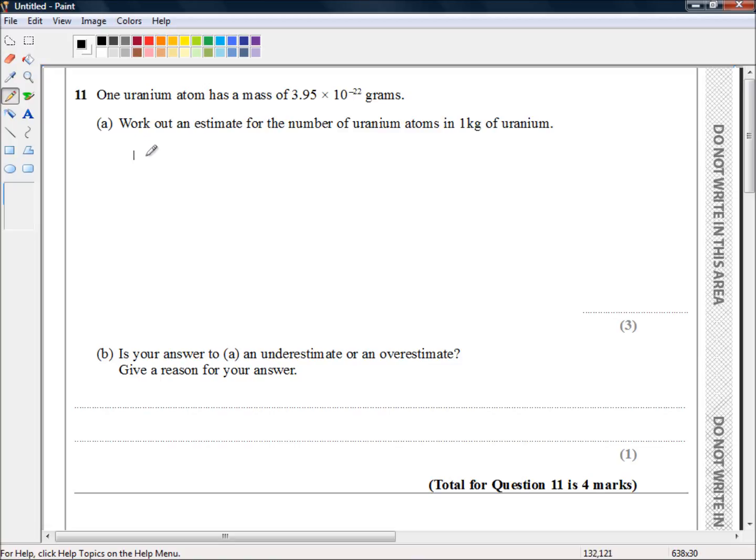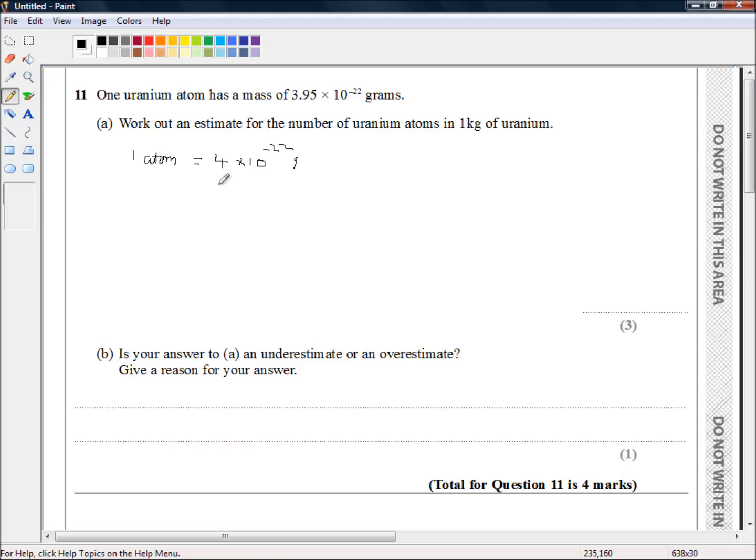So I'm going to say one atom is equal to 4 times 10 to the negative 22 grams. So if I've overestimated the mass, then we can clearly fit less of them into a kilogram. So we're underestimating the total number of uranium atoms, but not by much.